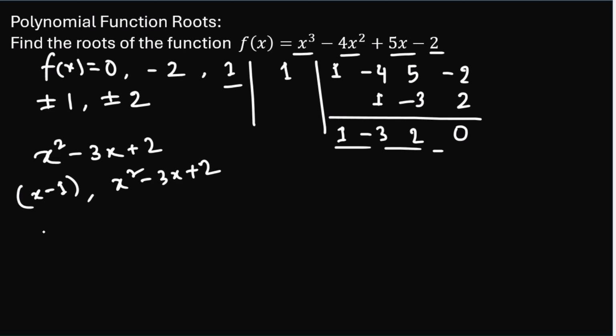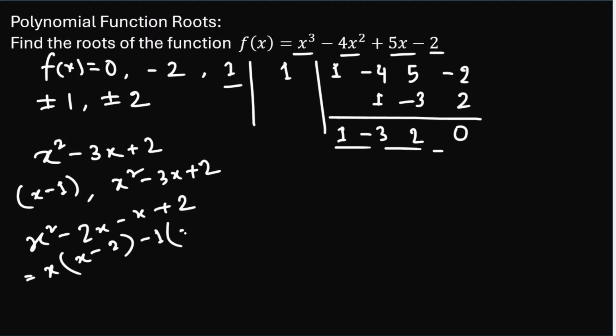So if we consider, here we need to use the middle term break. So here x square minus 2x minus x plus 2. So we will get x common, x minus 2. Here you can take common minus 1, and we will get x minus 2. So here we will get the two factors, like x minus 2 and x minus 1.